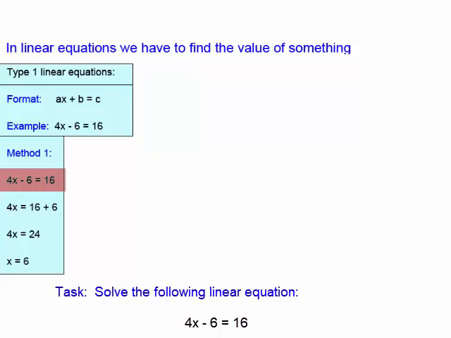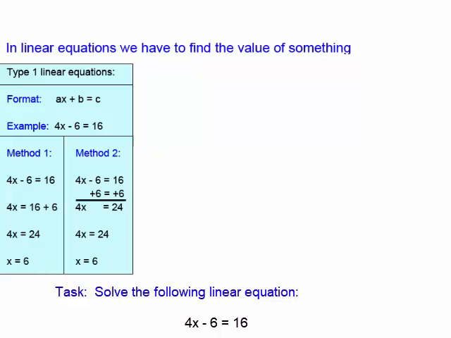In this example, we have 4x minus 6 equals 16. Now there are two methods by which we can solve this equation. In the first method, we can bring the minus 6 over the equal sign, which changes its direction, i.e. makes a minus 6 into a plus 6, and this gives us the equation 4x equals 16 plus 6. 4x equals 24, therefore x equals 6.